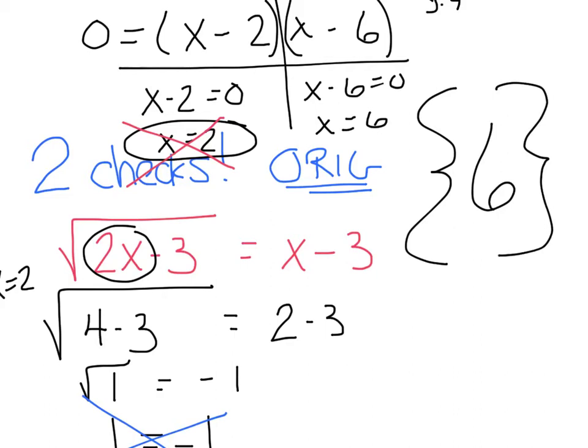Okay, so sometimes we're going to kill an answer if it does not check, and we're going to get one solution. Now, sometimes neither of them will check, and that's okay too. If that happened, you would just write a bracket with nothing in it. This is called the empty set. So that's okay if that happens.